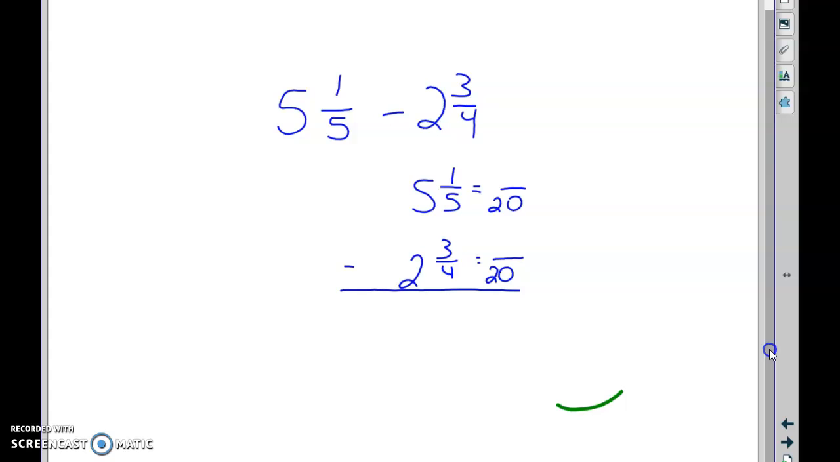Now, I want you to think about this. 5 times what number is 20? 4. So we're going to multiply by 4. 1 times 4 is 4. Down here, 4 times 5 is 20. So now we're going to multiply the numerator by 5. 3 times 5 is 15.